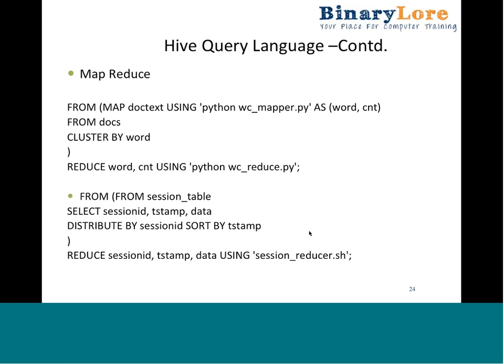So Hive query language: MapReduce from map doctext using this particular script as word, count. So you're passing the key-value pair here, and the method to use is that function. Now it is using streaming for passing this over, right? From docs cluster by word, reduce word, count using this. That's how you plug in a map or a reduce function into Hive. From session table, select session ID, this, distribute by session ID, sort by timestamp, reduce session ID, timestamp, data using session reducer.sh. Okay? That distribute by session ID, sort by timestamp is almost looking like what? Partitioner. That's almost your partitioner from MapReduce.